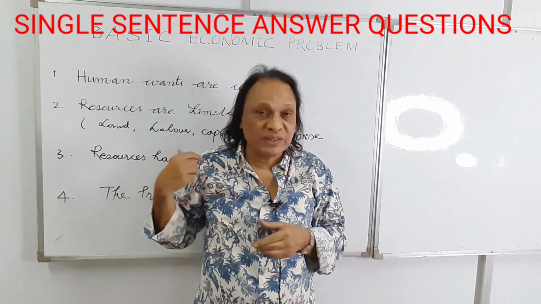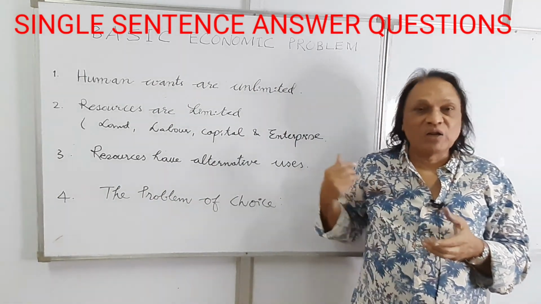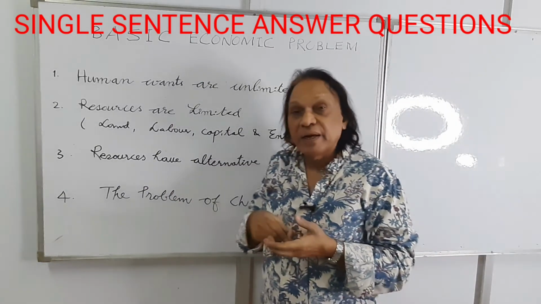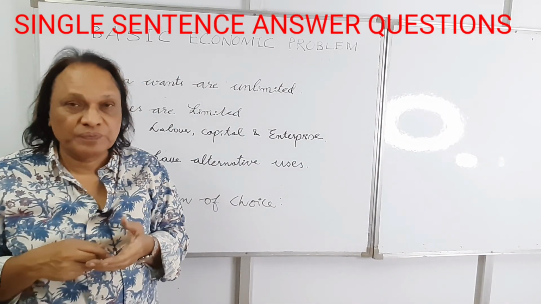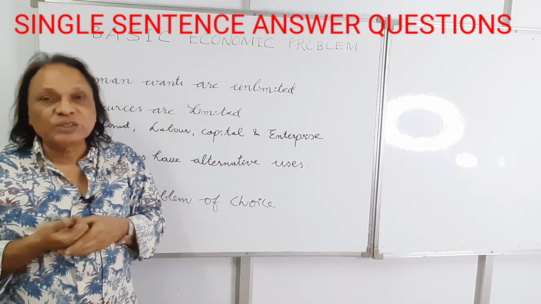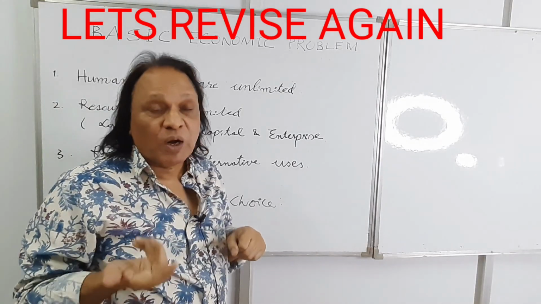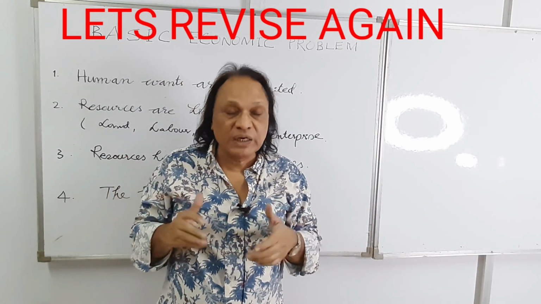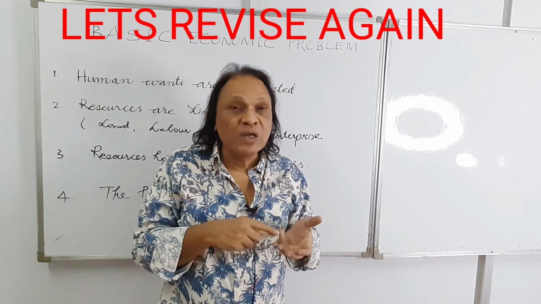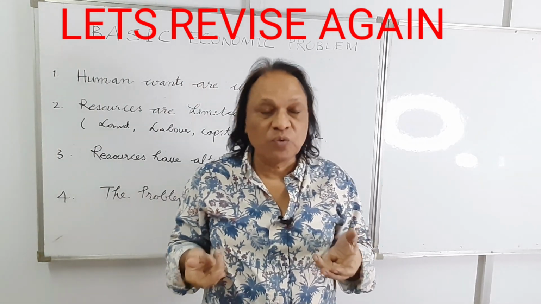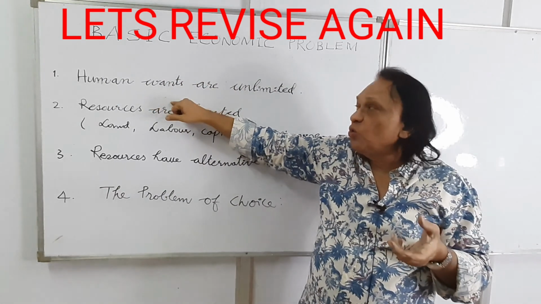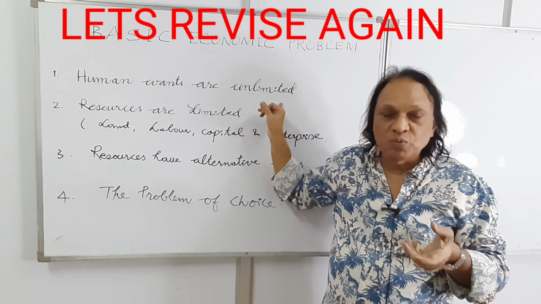To conclude, I revise once again, please follow carefully. The first unit in class 11 is the introduction. In the introduction, the most important topic is what is basic economic problem. It is the problem of choice because of unlimited wants and limited resources which have alternate uses. I repeat once again, all the economies in the world have to face it. Why do you have to face it? Because of these reasons. The first point we discussed already, human wants are unlimited. There is no end to human wants.